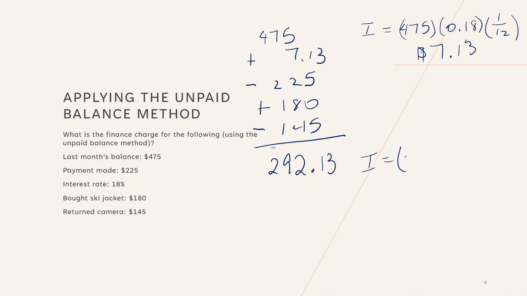Now, what is going to be the finance charge on that unpaid balance? Well, we have our balance, our rate, and the number of years. Which means that the amount of interest we are going to pay on our credit card for this particular balance is going to be $4.38.